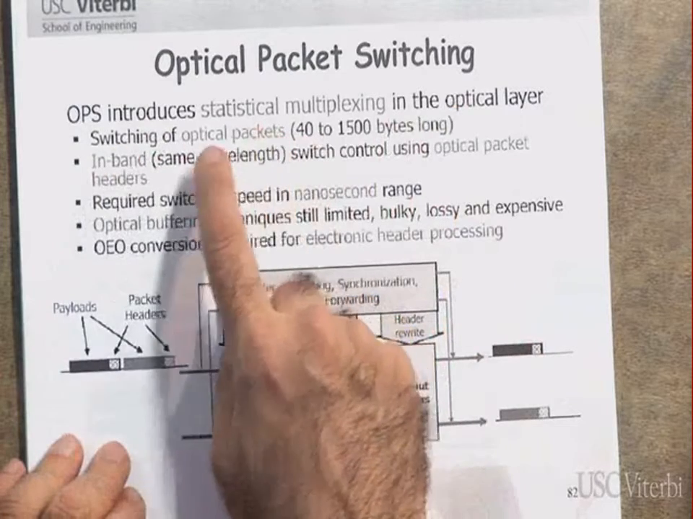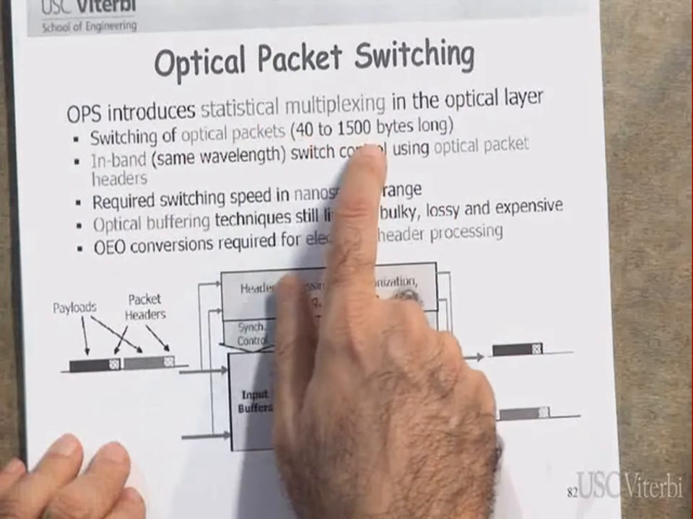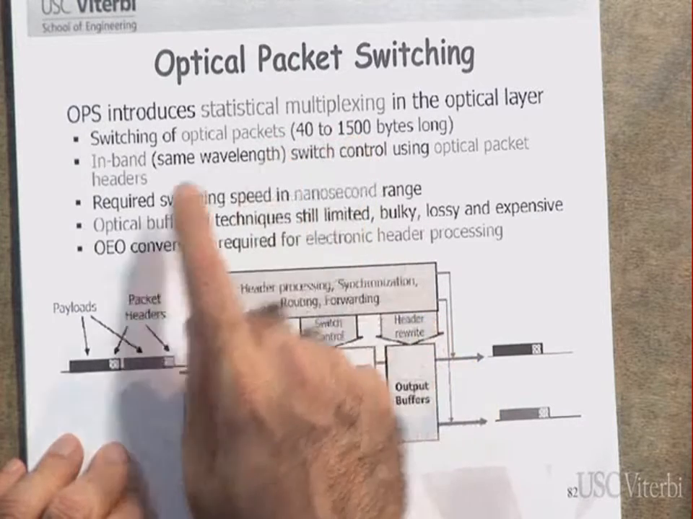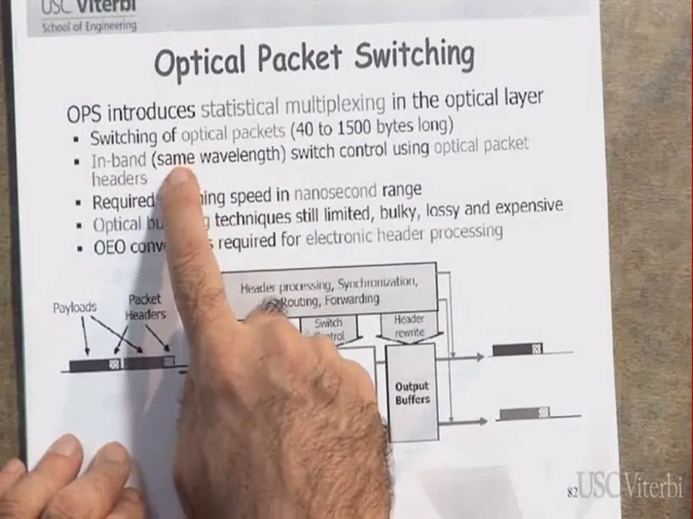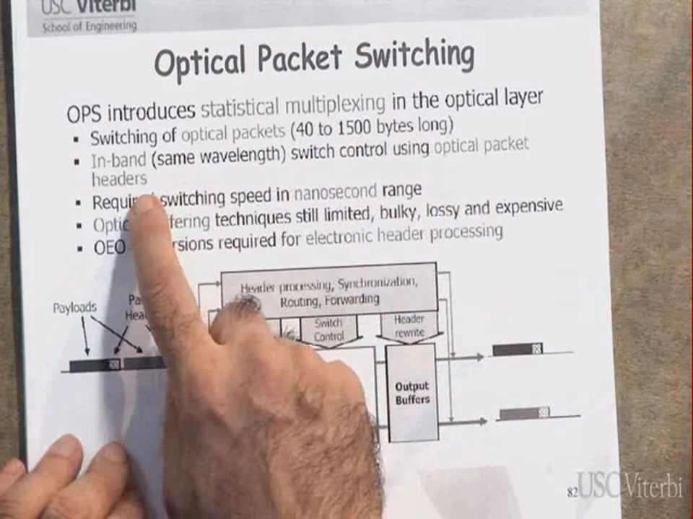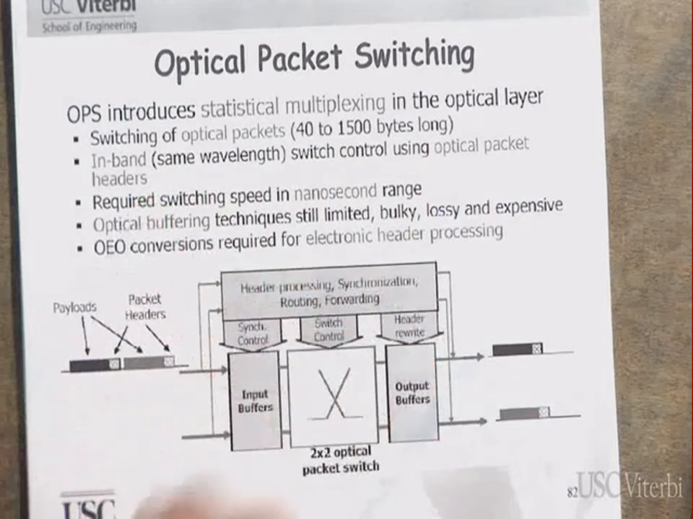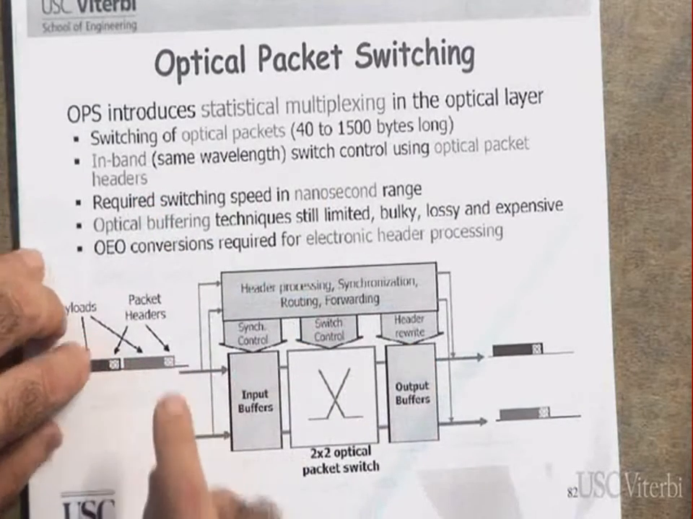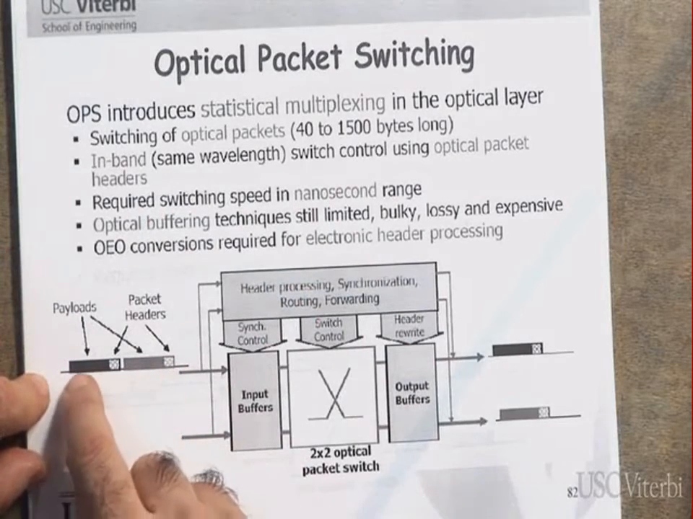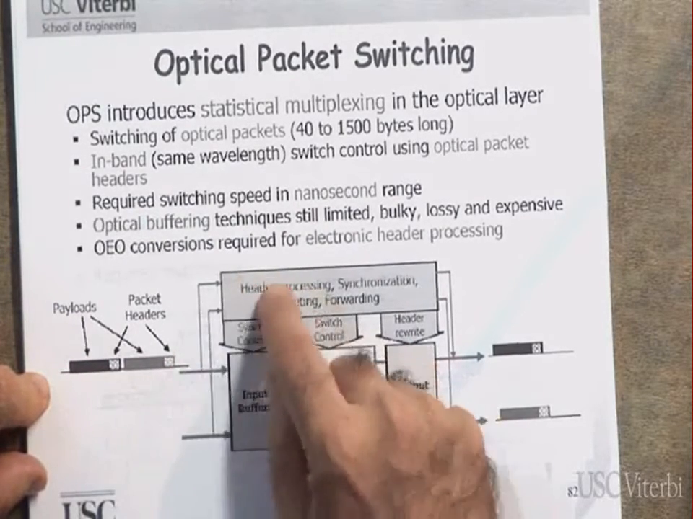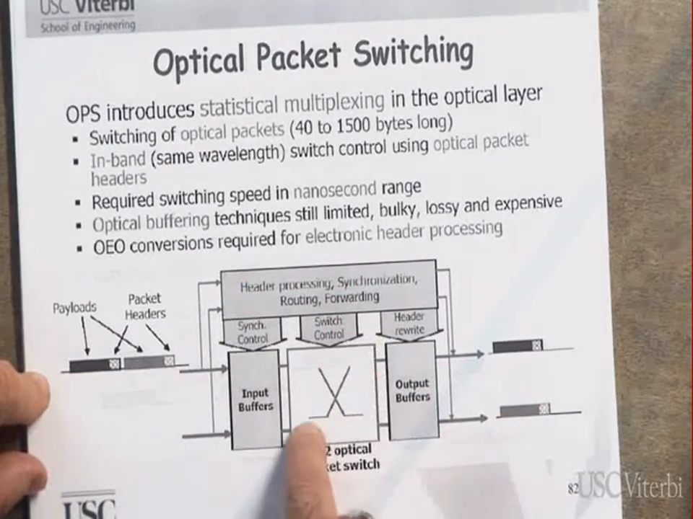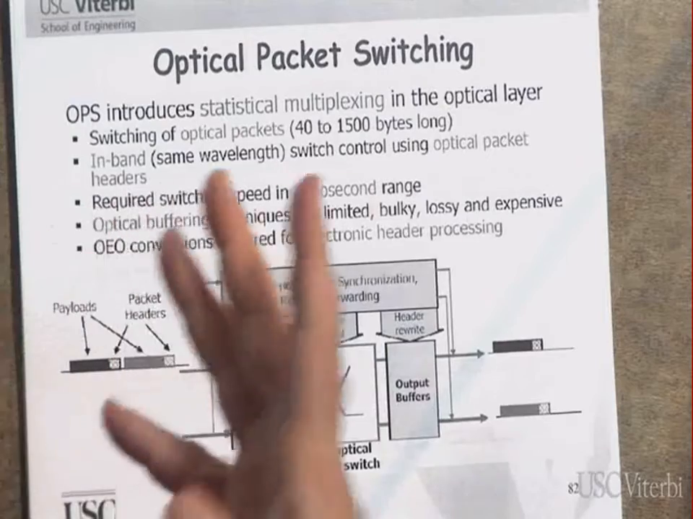Switching of optical packets. Optical packets are roughly between 40 to 1500 bytes long, so they're not very long packets. In band means it's the same wavelength that is used for switch control and for the actual data. You are not using different wavelengths. Both the header and the payload are on the same wavelength. The header will be processed in here to determine the switching connectivity. You don't send these on different wavelengths.